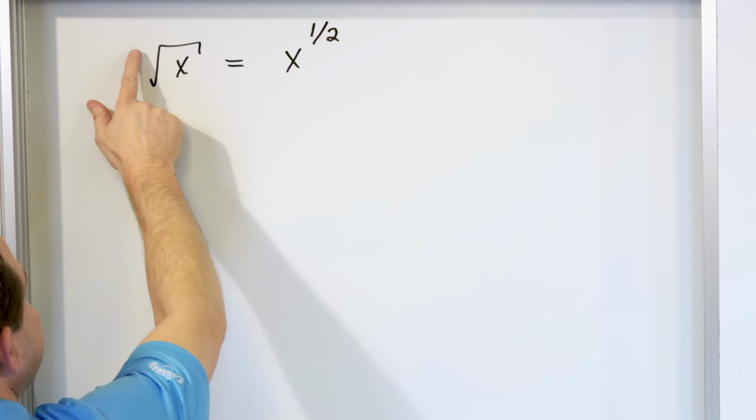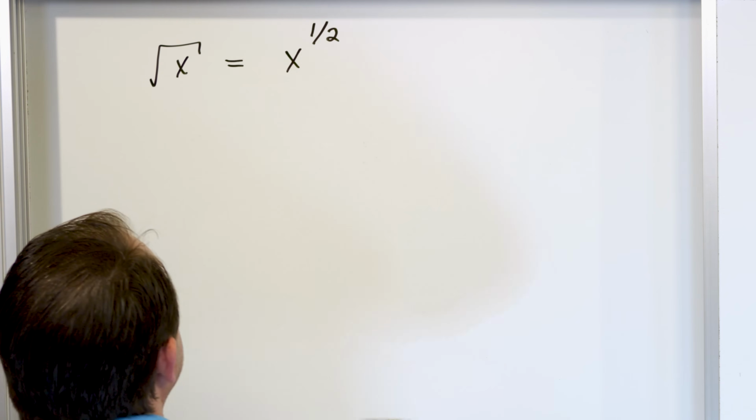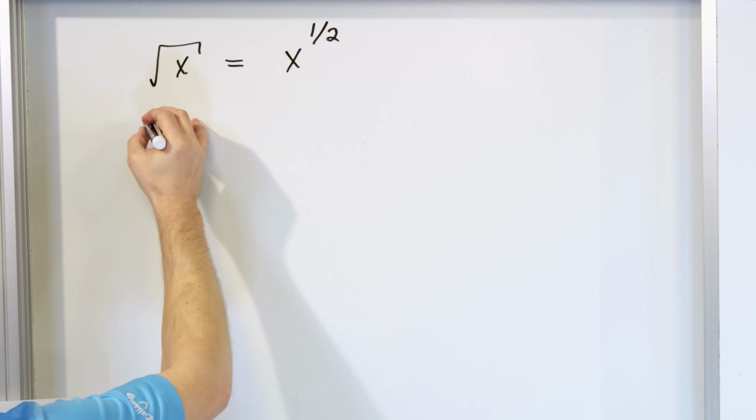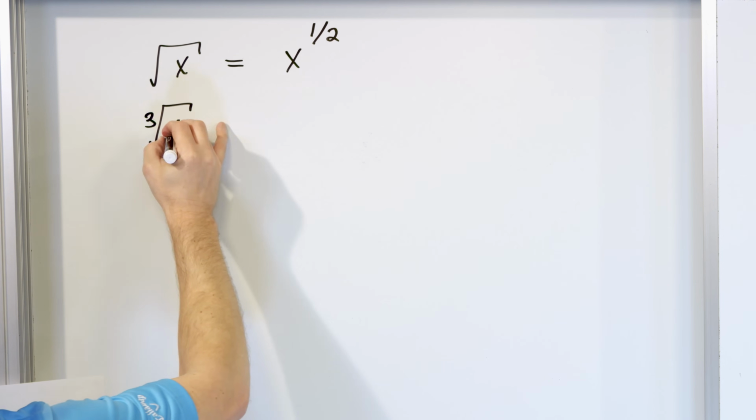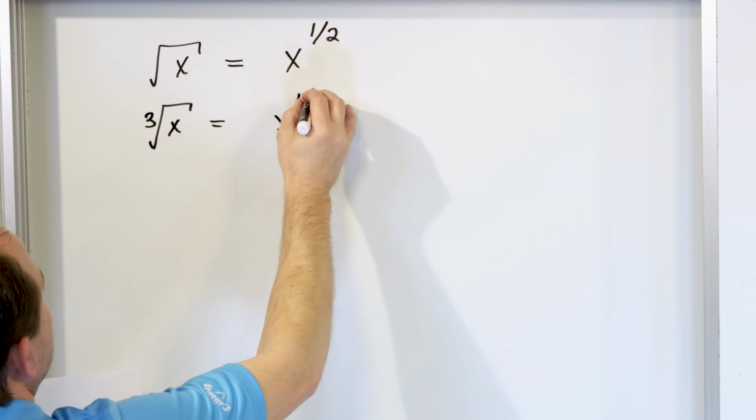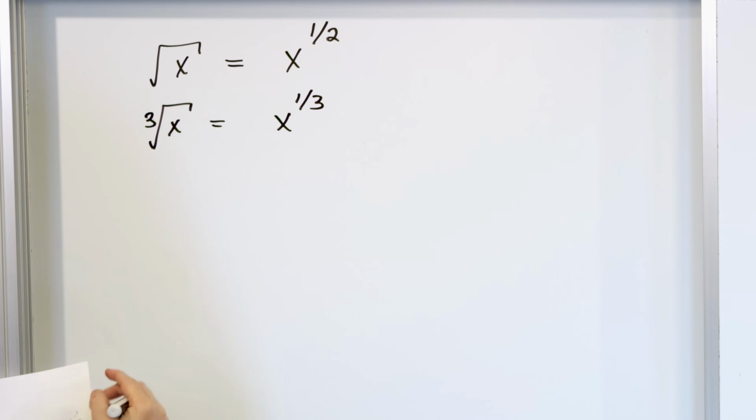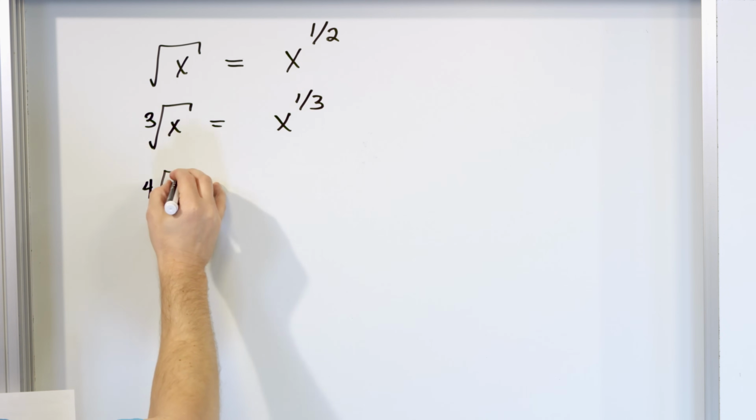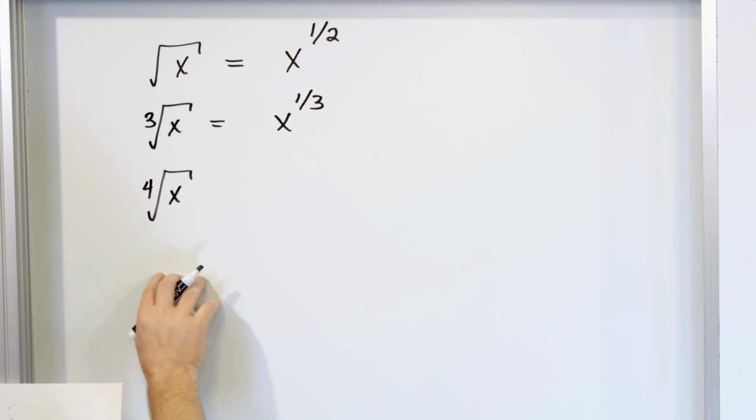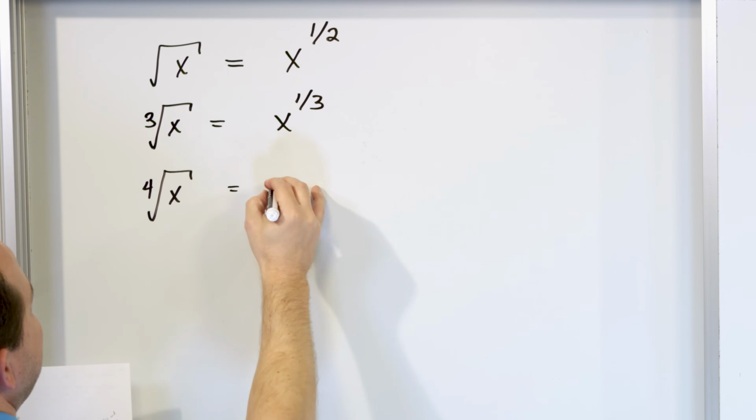Square root of x, because it's a 2 here, is x raised to the 1/2 power. Similarly, the cube root of x is x raised to the 1/3 power. Similarly, the fourth root of x is x to the 1/4.